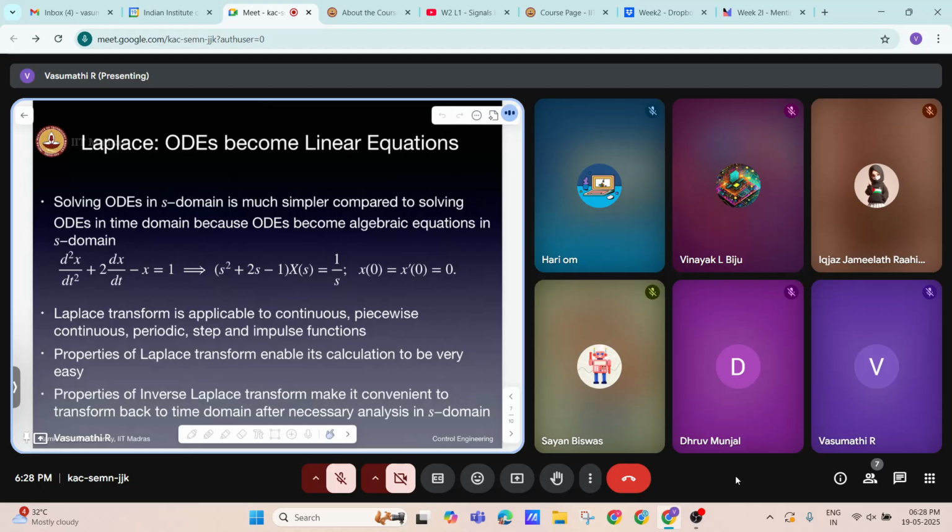2 into dx becomes 2s minus 1. That's it. It will be a very simple equation. Instead of doing all the differentiation and putting in the constants, this will be a linear equation. You just need to know what the initial conditions are, which you have to find anyhow.